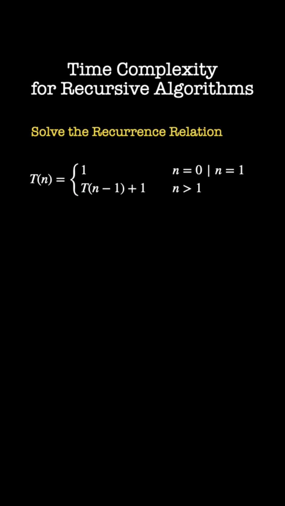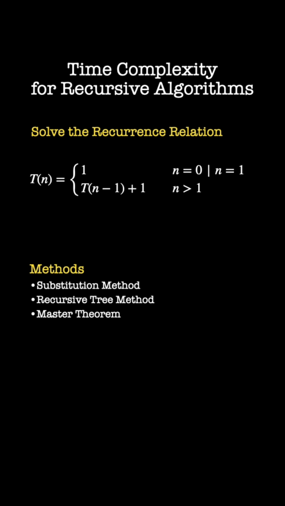Now that we have expressed the algorithm as a recurrence relation, we need to solve this recurrence relation in order to find the time complexity. There are 3 methods to solve a recurrence relation: the substitution method, the recursion tree method, and the master theorem. We can use any of these methods to solve it. But the master theorem only works for divide and conquer algorithms. We will solve this recurrence relation in the next part.